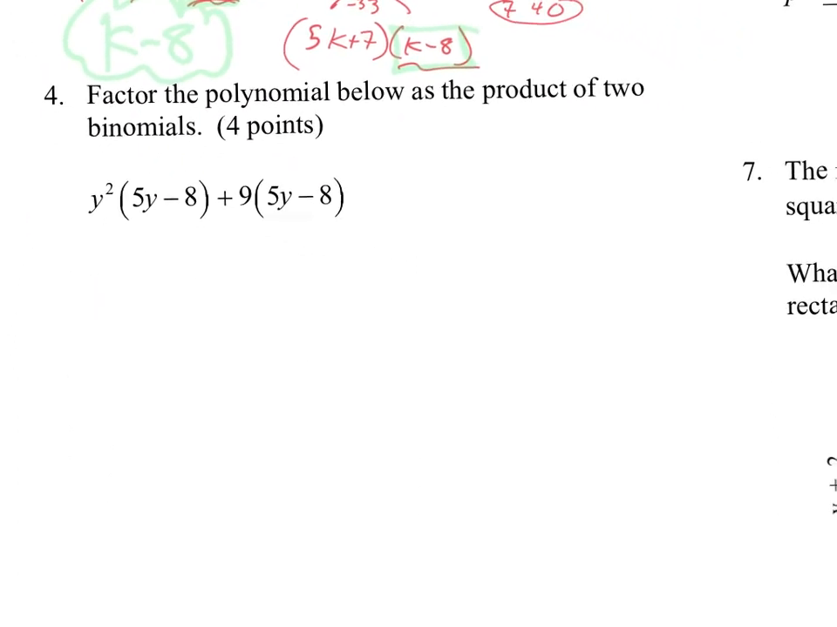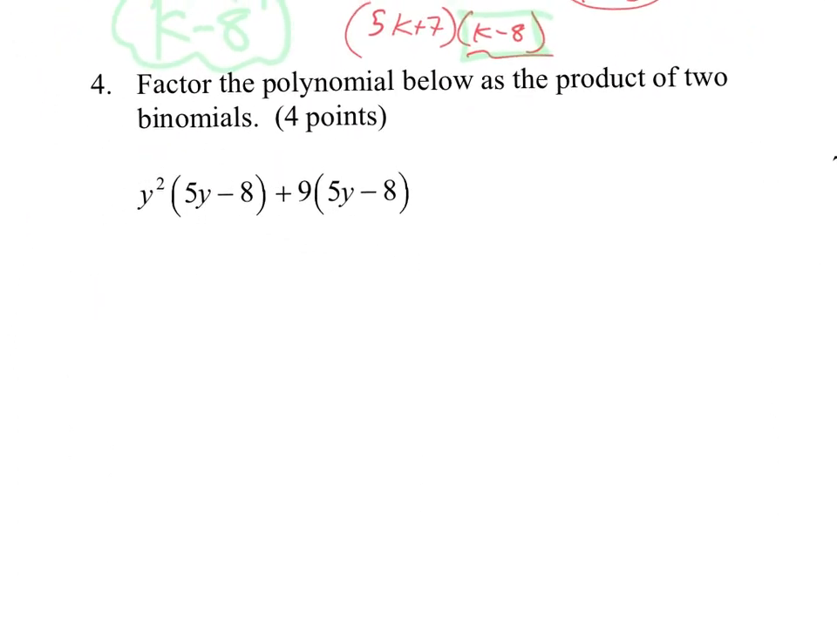Okay, this one right here, number 4. This is a question that students always get stuck on, and it's actually one of the easiest questions on here. Look, this is saying y squared times 5y minus 8 plus 9, also times 5y minus 8. What is the greatest common factor? It's 5y minus 8.